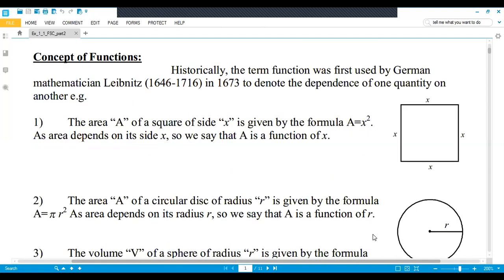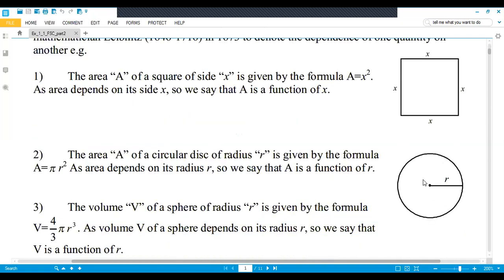Now look at the second example. This is the figure of a circular disc. You know that the circle area formula is pi r square, where r is the radius of the circle. If the value of r changes, automatically the area of the circular disc also changes. So what does it mean? It means that r is the independent variable and A is the dependent variable. So you can say that A is a function of r.